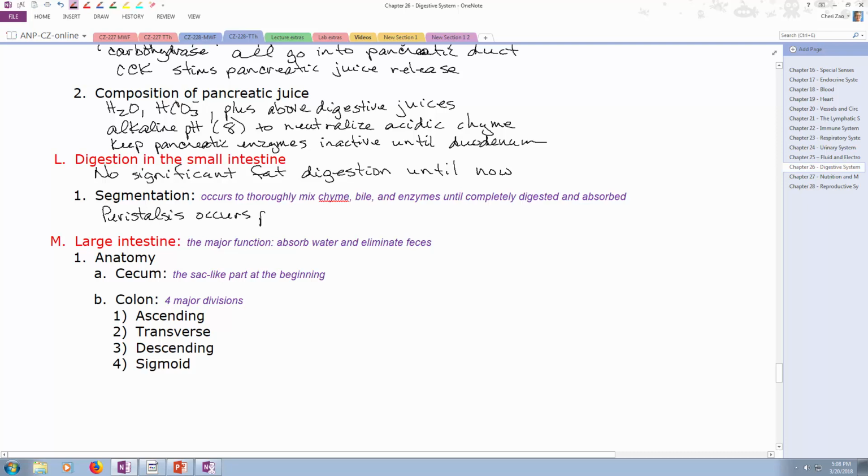occurs after a good mixing plus absorption. For that area. And then the next area will do the same thing. Until no nutrients left.